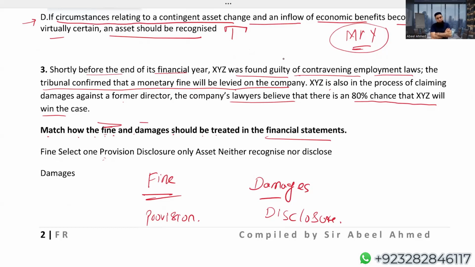When it comes to damages, logically you have to just disclose because it is your contingent asset. There are 80% chances you are going to win, so it's your contingent asset. It becomes an asset once the percentage of winning becomes more than 95%. Then we say virtually certain.